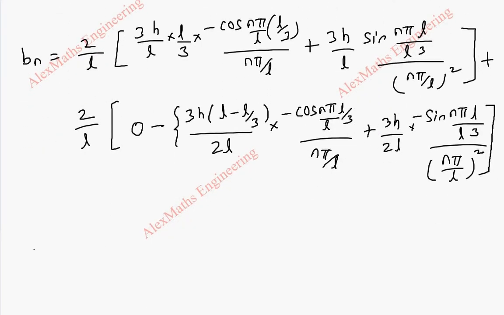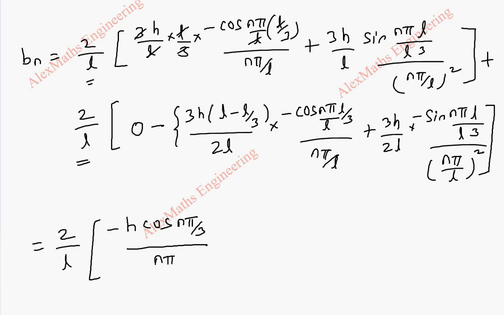Further, in both the terms we have 2 by L common. So I am going to take this 2 by L common. This and this we can cancel, this and this we can cancel. So we are left with minus h into cos n pi by 3 after cancelling this, and in the denominator we have n pi, and this L will go to the numerator. So minus hL I can take.